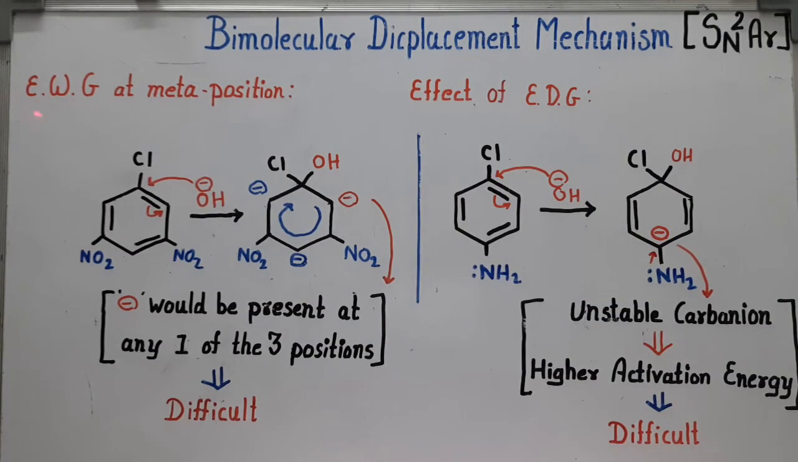If the electron withdrawing group is at the meta position, then we can see here it cannot directly interact with the carbanion to stabilize it. Hence, here we get one conclusion: nucleophilic substitution of ortho-nitro and para-nitrochlorobenzene will be easy to carry out compared to meta-nitrochlorobenzene.